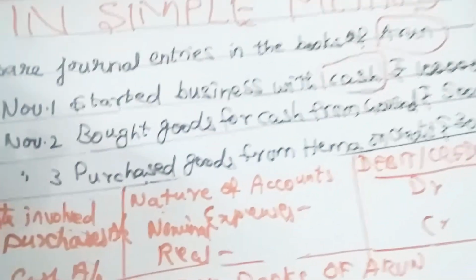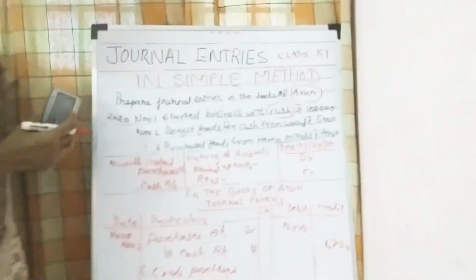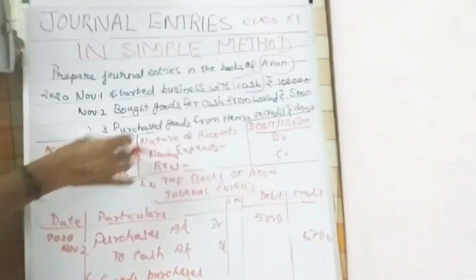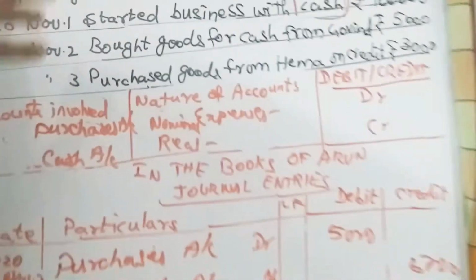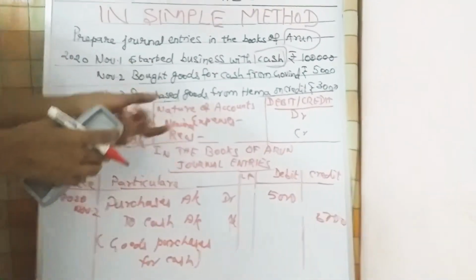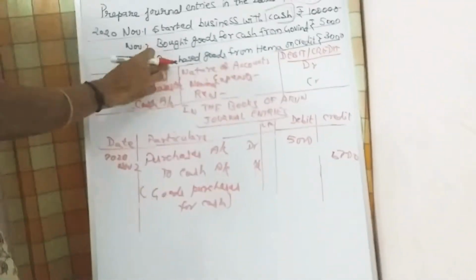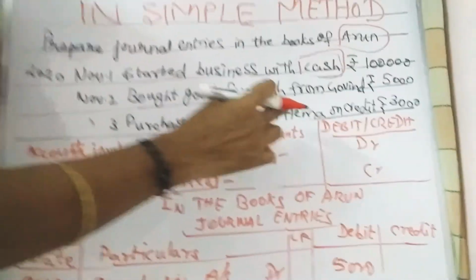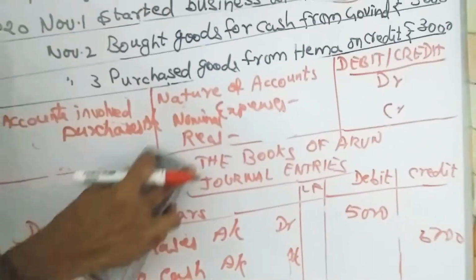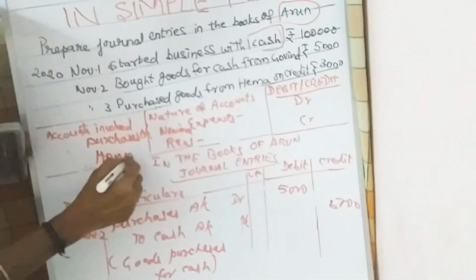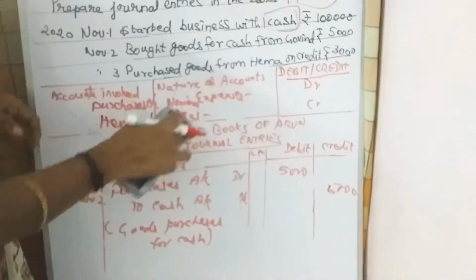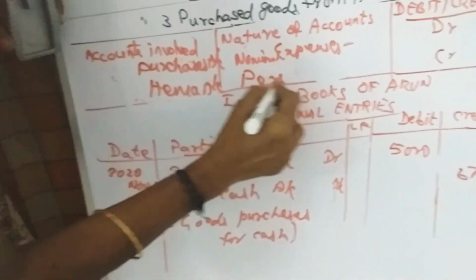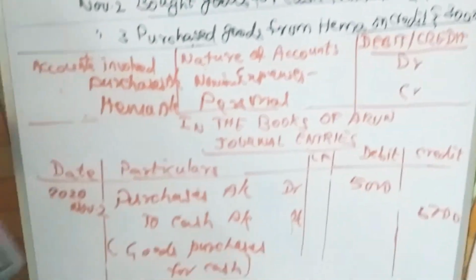Purchased goods from Hema on credit. So it is a credit transaction. So when you see the transaction, first you are going to analyze it in the three columns. That is a simple method. First, you are going to take the accounts involved. When we take purchased goods, purchases is one of the accounts. And here, who is the giver? Hema is the giver. So Hema is the account. Hema is a personal account. So purchases is a nominal account, expenses debited, whereas Hema is a personal account. So if you analyze like this and write the journal, it will be very easy.